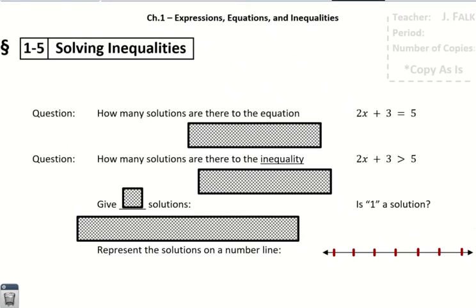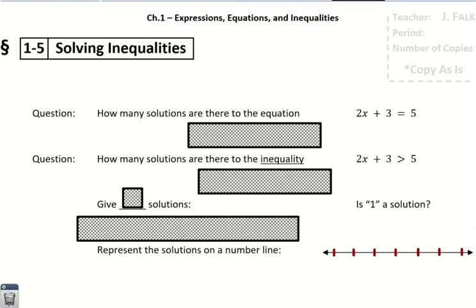Alright, 1-5. We're going to review solving inequalities. I guess to be more specific, one variable inequalities.